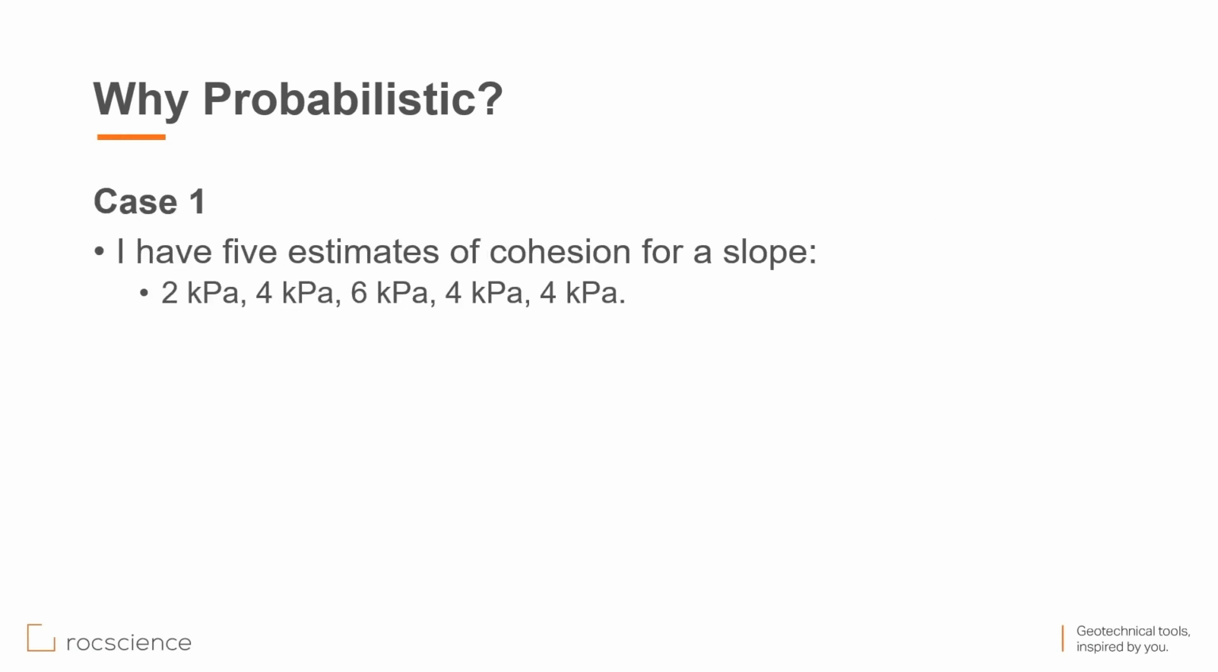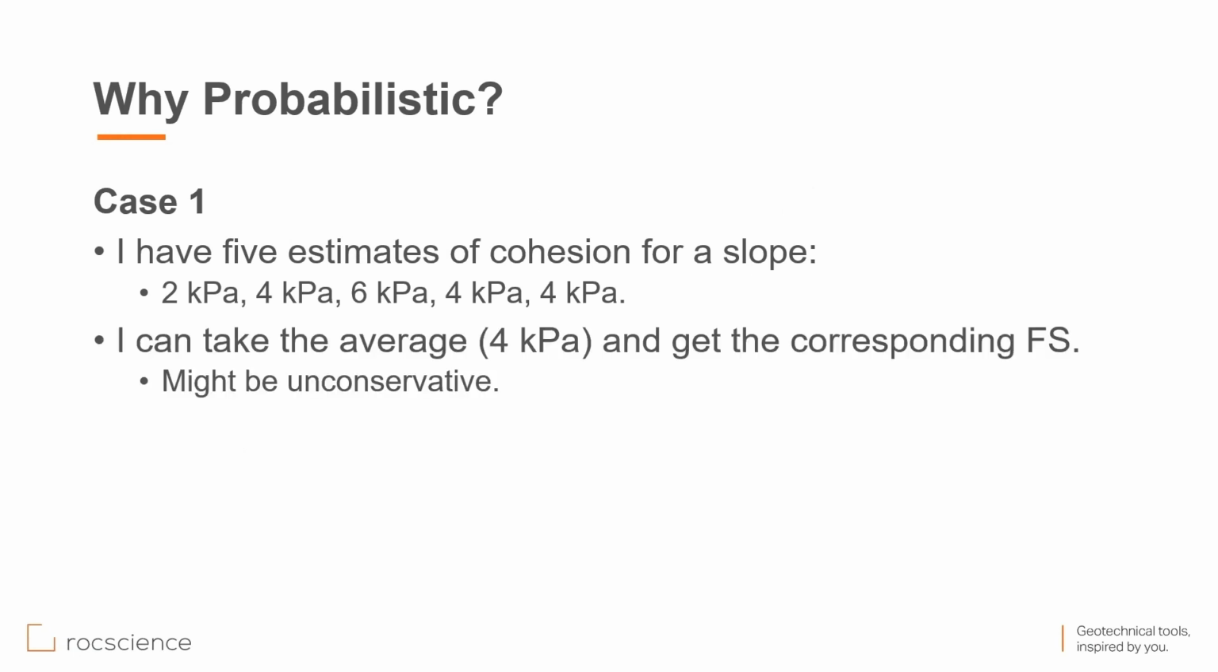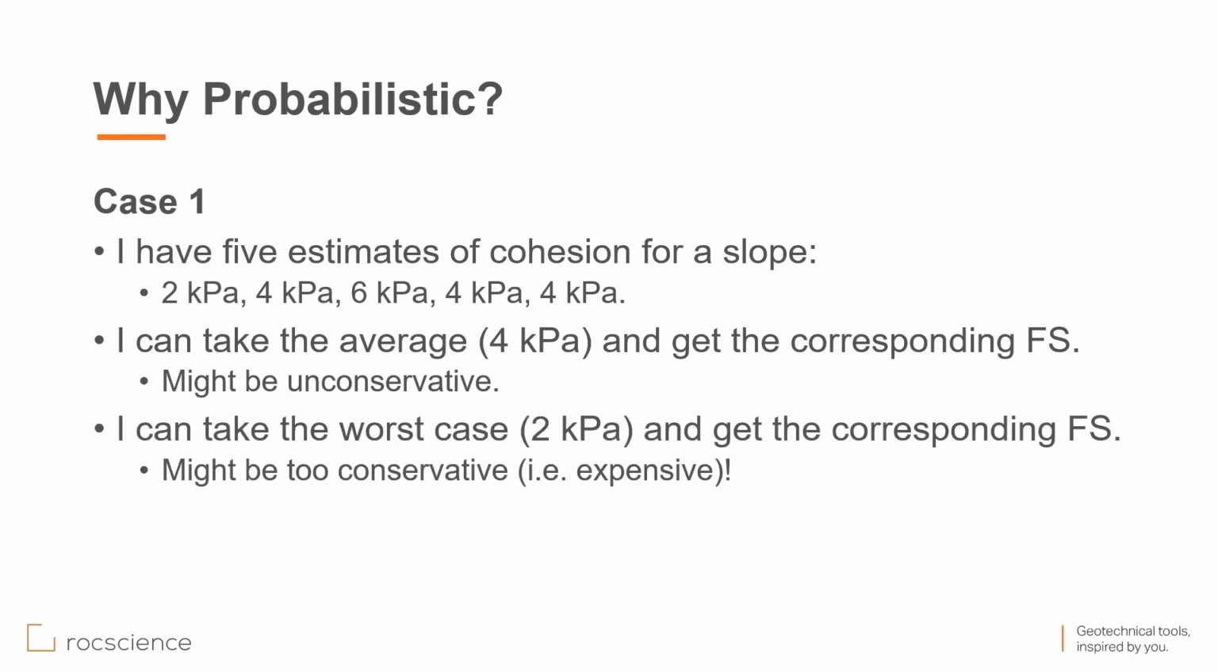So in the first case, say I have 5 estimates of cohesion for a slope: 2, 4, 6, 4, 4. My choices are I can take the average, which is 4, and get the corresponding factor of safety, but this might be unconservative because I'm not taking into account the worst case, which is 2. So I can take the worst case, plug that in, and get the corresponding factor of safety. But this might be too conservative, which means expensive, because I'm assuming that the worst case is the true case. So instead of taking all my data and forcing it into one value, why not use all of the data? And that's where probabilistic analysis comes in.